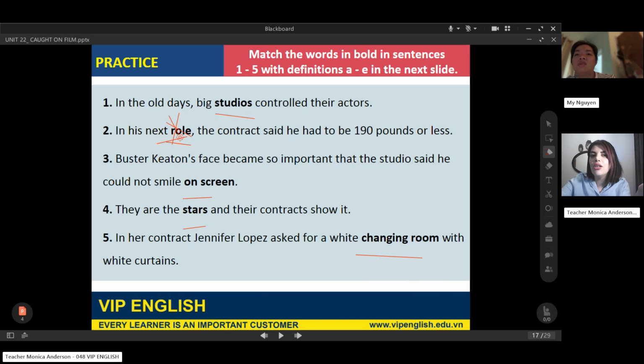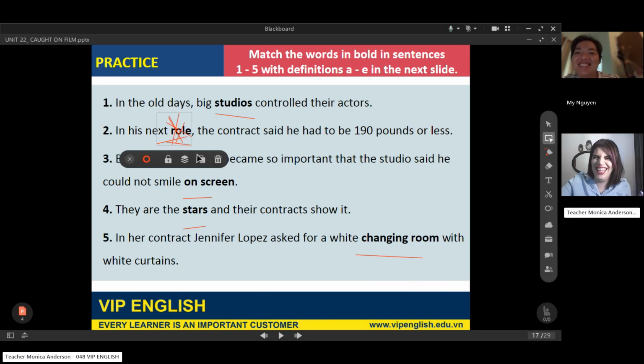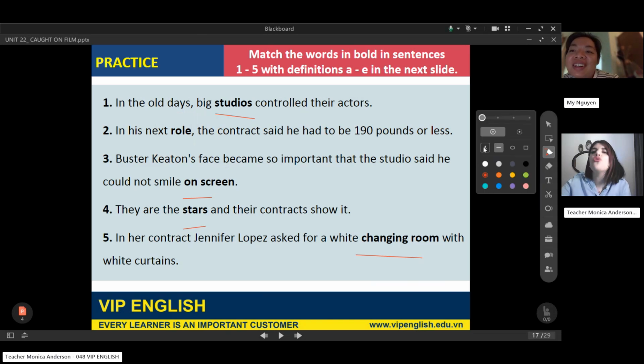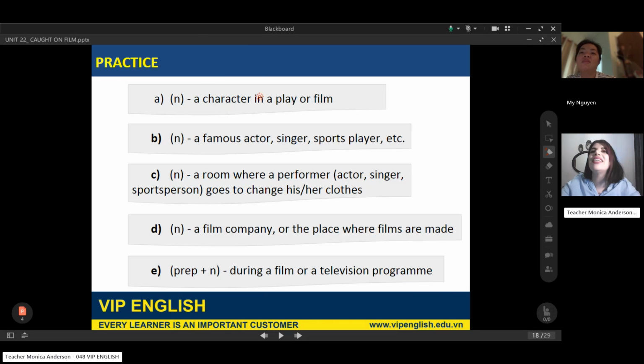Character. Role. I don't know the meaning of role. Of course, role is, so we're going to learn. So role is a character. For example, we play a role. For example, my role in this film is a nurse, a teacher, a doctor. So role is the character that you play, okay?